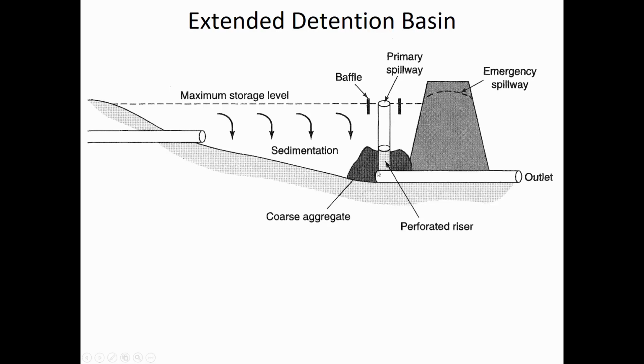But the purpose of this primary spillway is that it would be basically a vertical pipe, and the water can enter this pipe without restriction once it gets to the maximum storage level. The purpose of a circular baffle around the primary spillway is just to keep grease and sticks and other debris from getting into the outlet pipe.